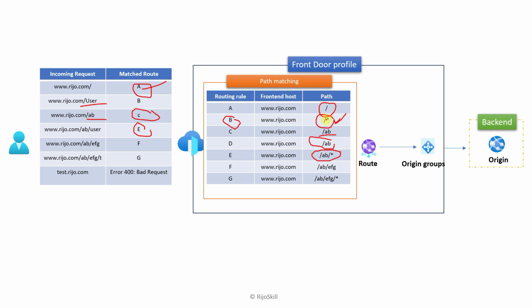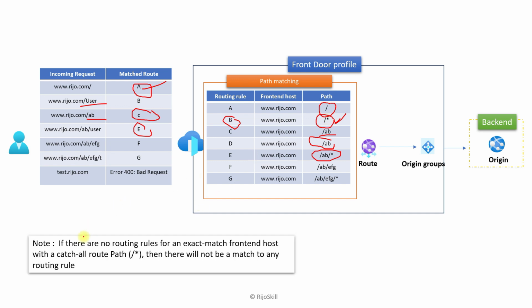Before I go to the portal, you also need to check if there is no routing rule for an exact match in the Front Door host with the catch-all route. If you use star/star, they will support all your matching routes. Otherwise, it will not be matched to any routing rule. Before I show you, www.rejo.com/user: here there is no path match, but I put the star, so they will accept it for routing rule B, because it is already available for the user.